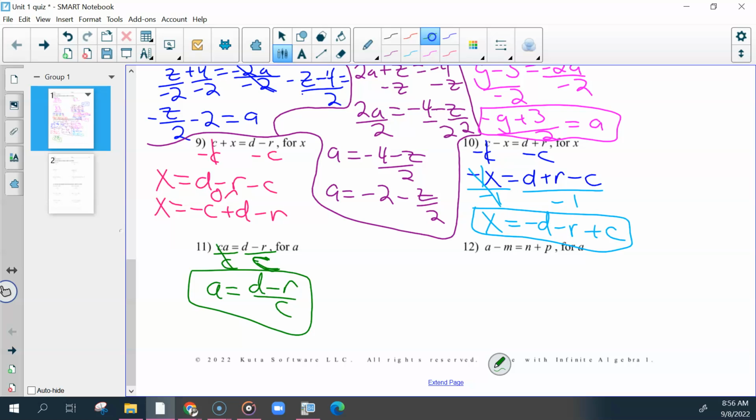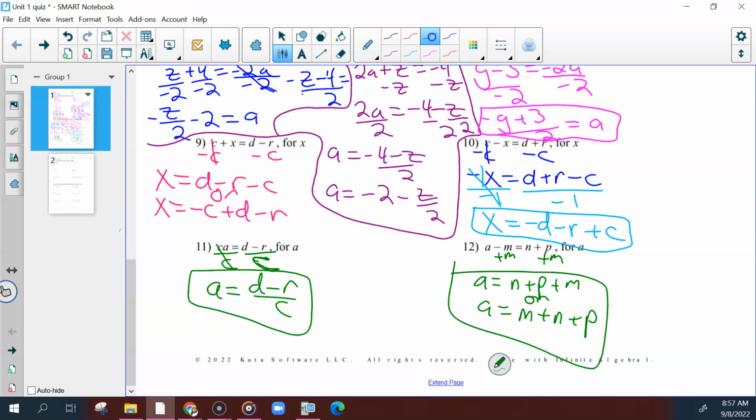For 12, we needed to get a by itself, so if we get rid of m by adding it to the other side, it would do that. a equals n plus p plus m, or if you put it in alphabetic order, a equals m plus n plus p. Either or. Make sure you are boxing in your answer at the end so I know that is your final answer. Do we have questions on any of this?